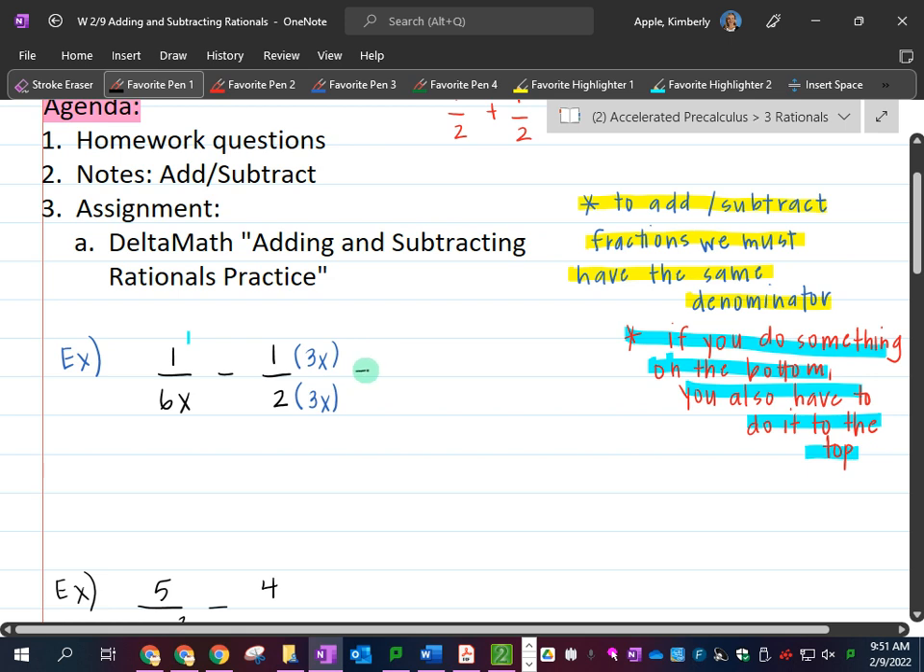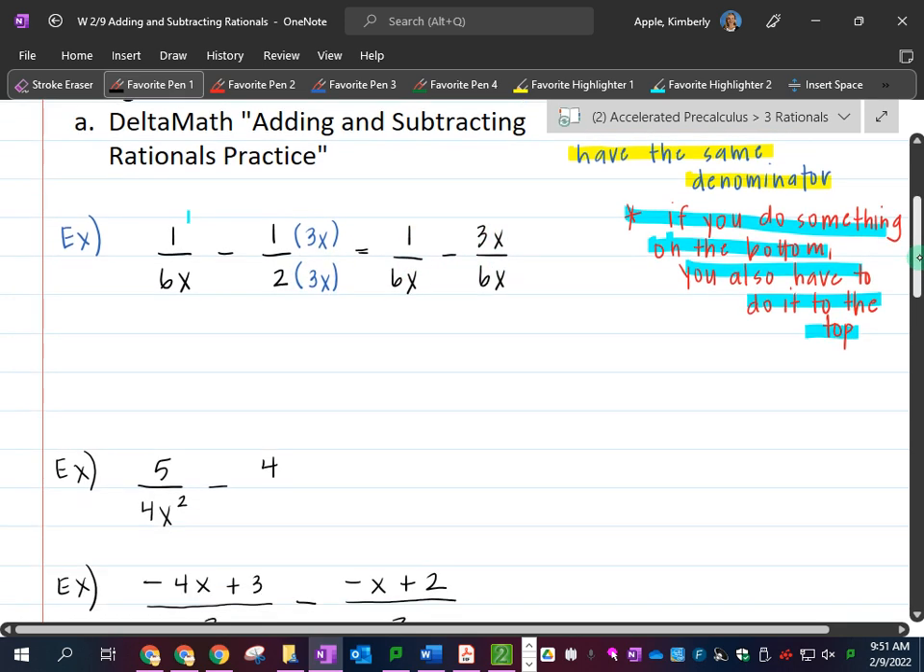All right, so now let's just rewrite it. This will be 1 over 6x minus 3x over 6x. Right? Because 1 times 3x is 3x and 2 times 3x is 6x. So notice now I have these identical denominators. So now I can just write this as a single fraction with that common denominator. And now I'll just go grab these numerators and I'll do that subtraction. So that'll be 1 minus 3x.